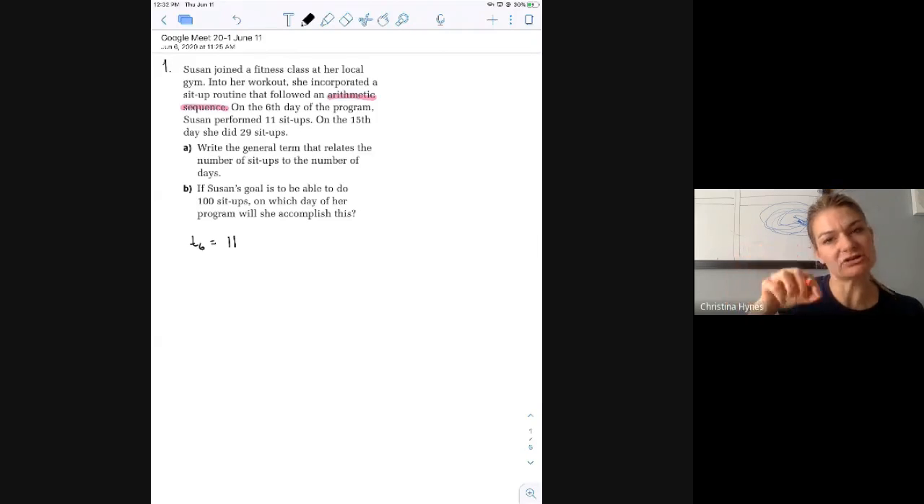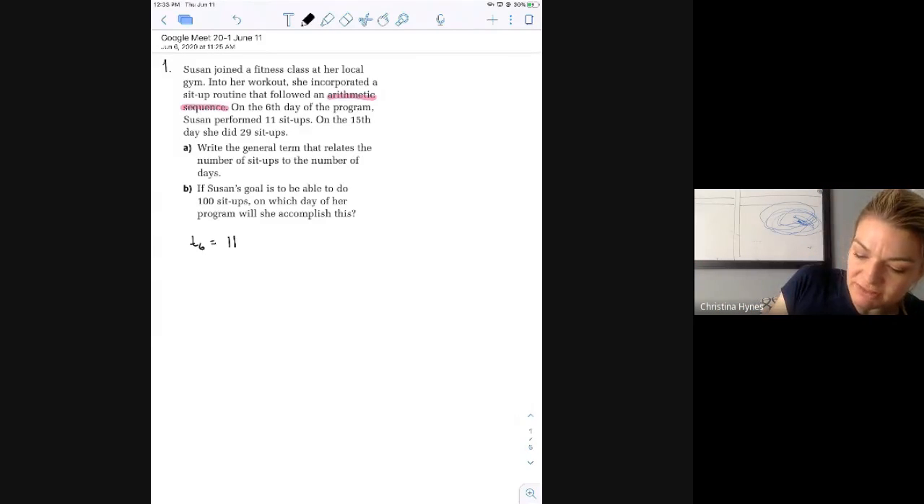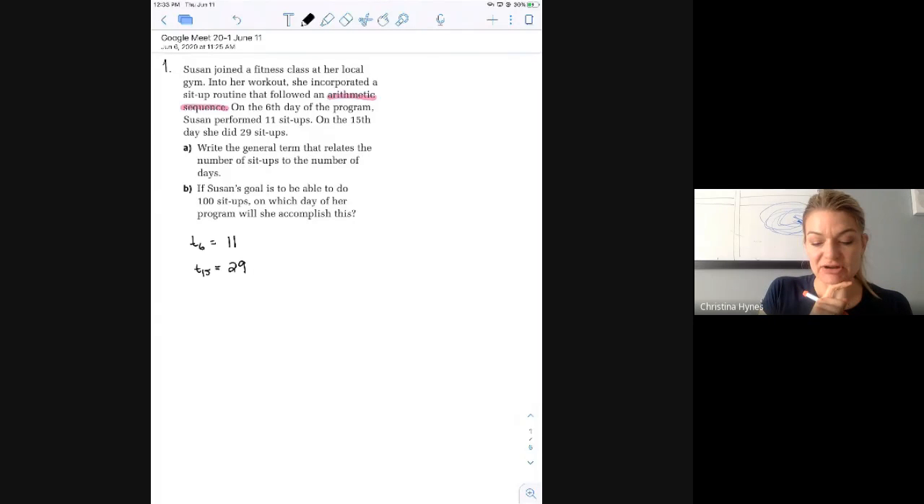So what we're going to see is our sequence is how many sit-ups she did on a certain day. And then we also know on the 15th day, so term 15, she did 29 sit-ups. So that's the information they're giving us so far. Now, the issue is we don't have term 1 and we don't know our common difference to take us from one term to the next term.